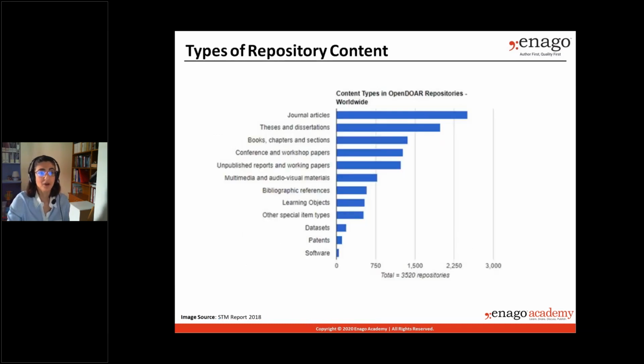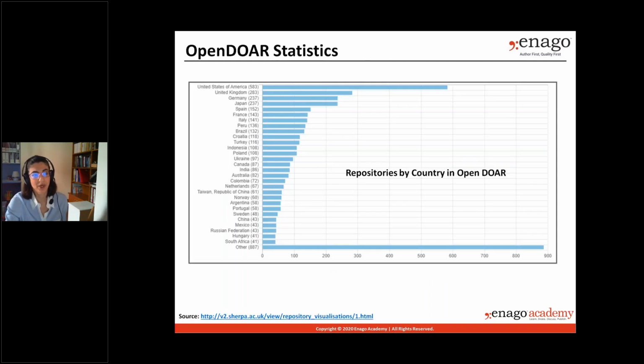There's different types of repository content. So you can have repositories for journal articles, theses and dissertations, books, conference papers, unpublished reports, data sets, patents, software. It's a whole big list of different repositories that are available worldwide, and different repositories that are available in each different country. You see that the largest number of repositories is currently available from the United States. Second is United Kingdom, Germany, Japan, etc.